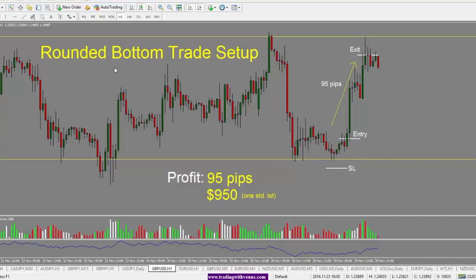We're looking at a rounded bottom trade setup here. This is a pound US dollar 1 hour chart. A rounded bottom trade setup basically is a bottoming formation, and it's usually found after a downtrend. So price will be moving down, we hit a bottom, and then we have this rounded bottom type of formation that gives us an indication that the price is likely to move up higher.